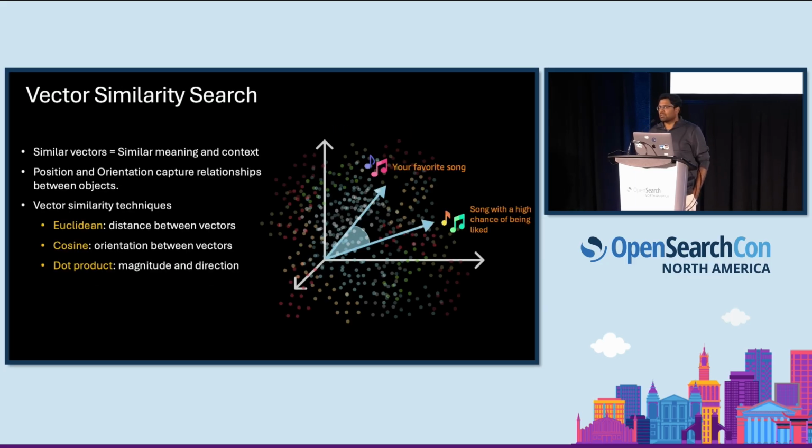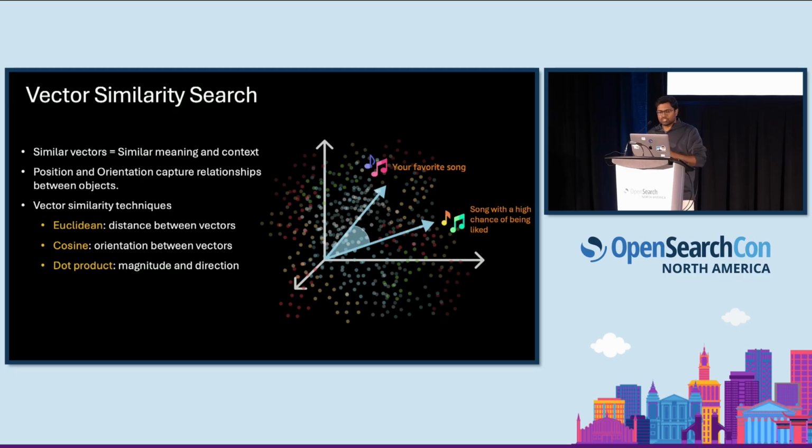Then what is vector similarity search? We have seen that the models are able to take these different data formats and generate vectors. So think of these vectors as points in a high-dimensional space. Now, you could say two vectors are similar when they have similar meaning and context. The position and the orientation of these points in the space determine the relationship between the objects. So to understand whether two points are closer, two points are similar, you need a way to measure the similarity.